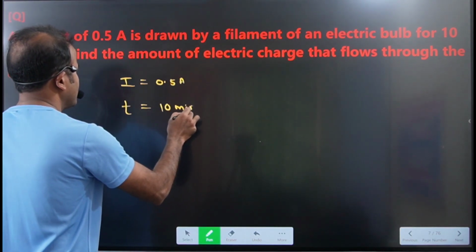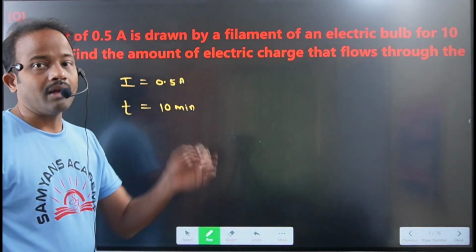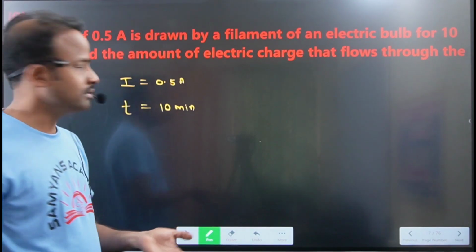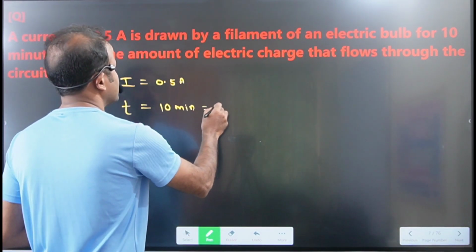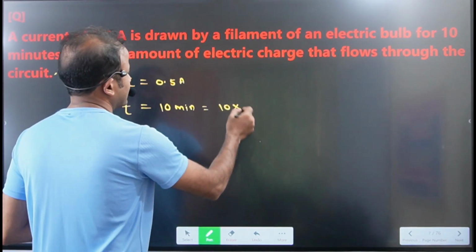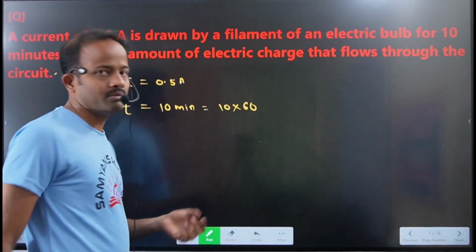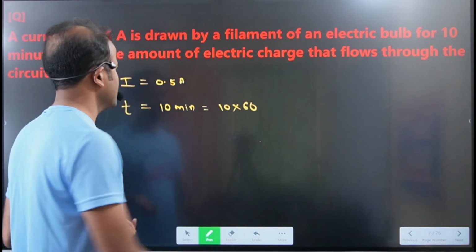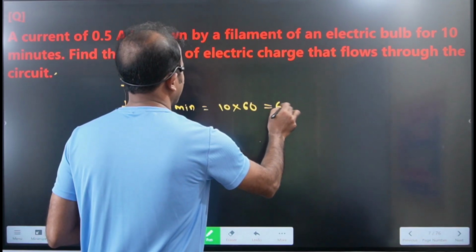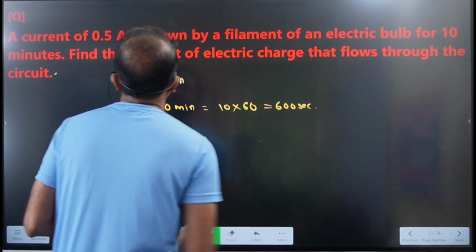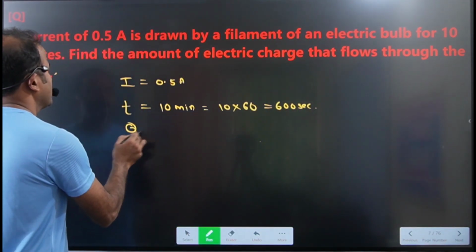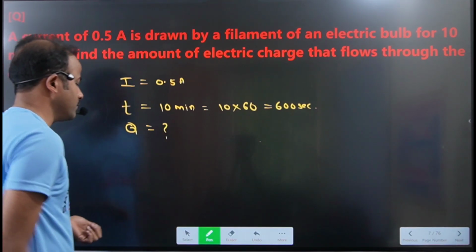Always remember, to calculate the current, the minutes you have to change into seconds. 10 minutes equals how many seconds? 1 minute equals 60 seconds. For 10 minutes, 600 seconds, right? 600 seconds. Then what do you have to find out here? Q, the amount of charge.